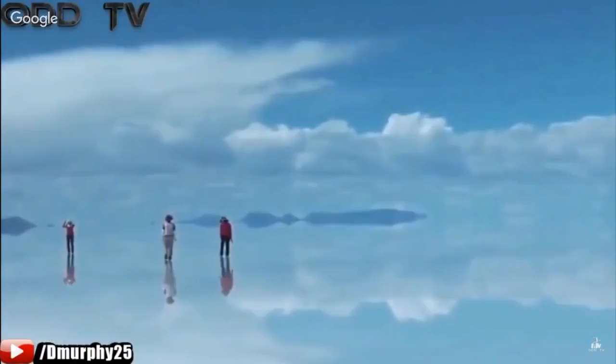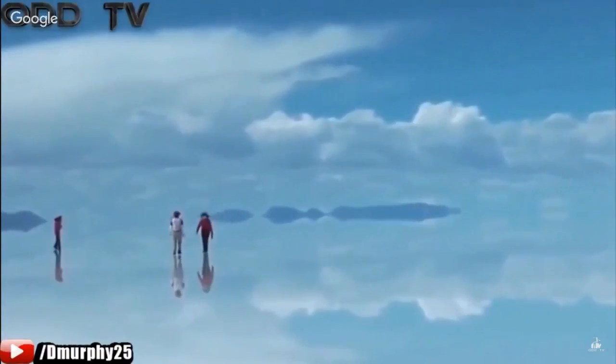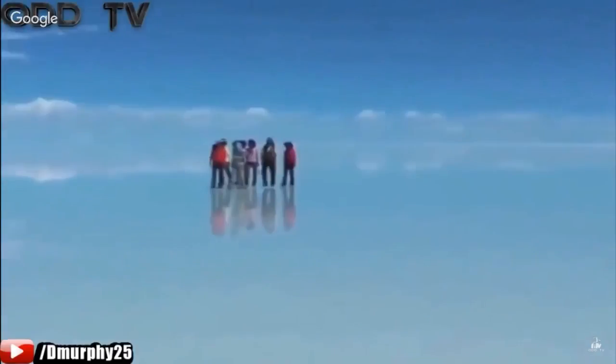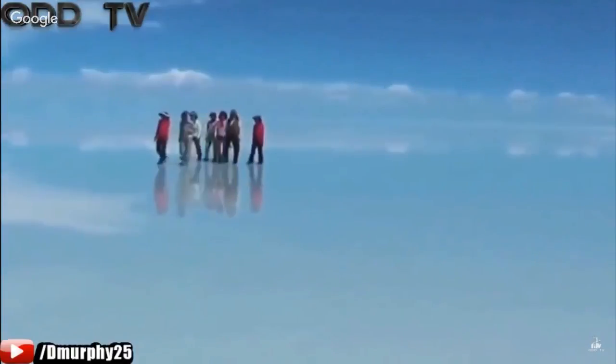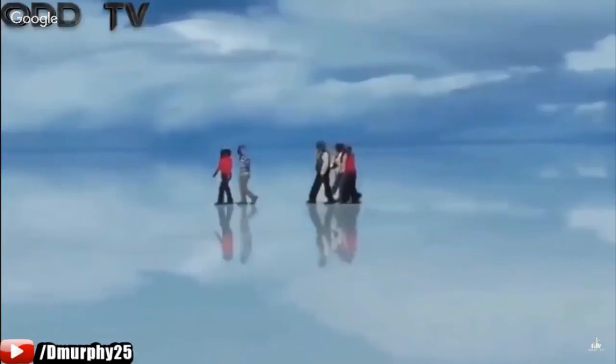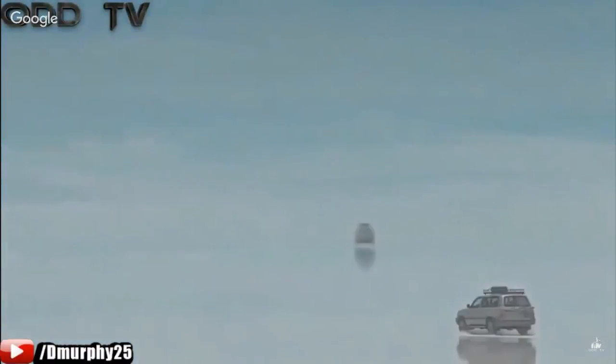But it is perspective. One other proof is there's a place in Bolivia called Salar de Uyuni, which is a salt flat. It's literally 100 miles wide one way and 80 miles across, and it's perfectly flat. And when it rains, you get an inch of water and it looks like a perfect mirror.